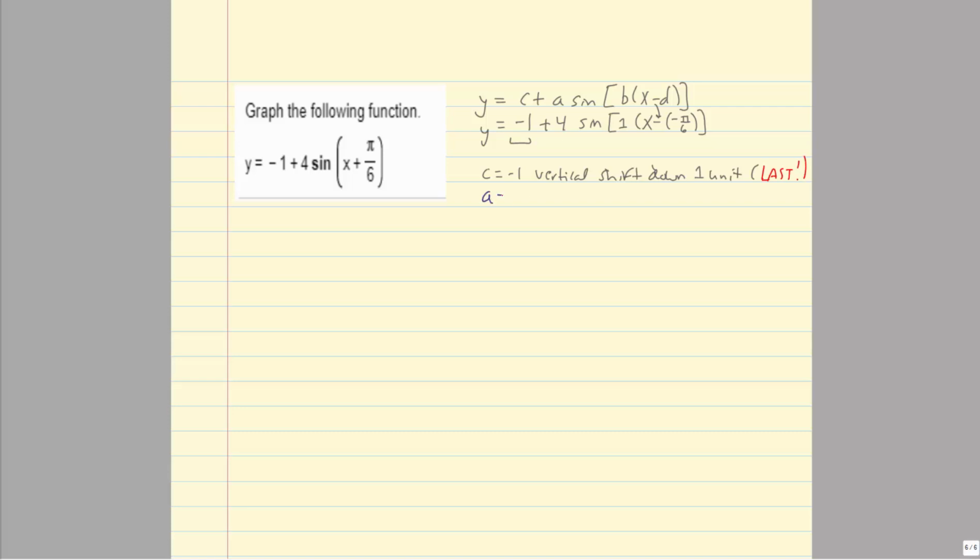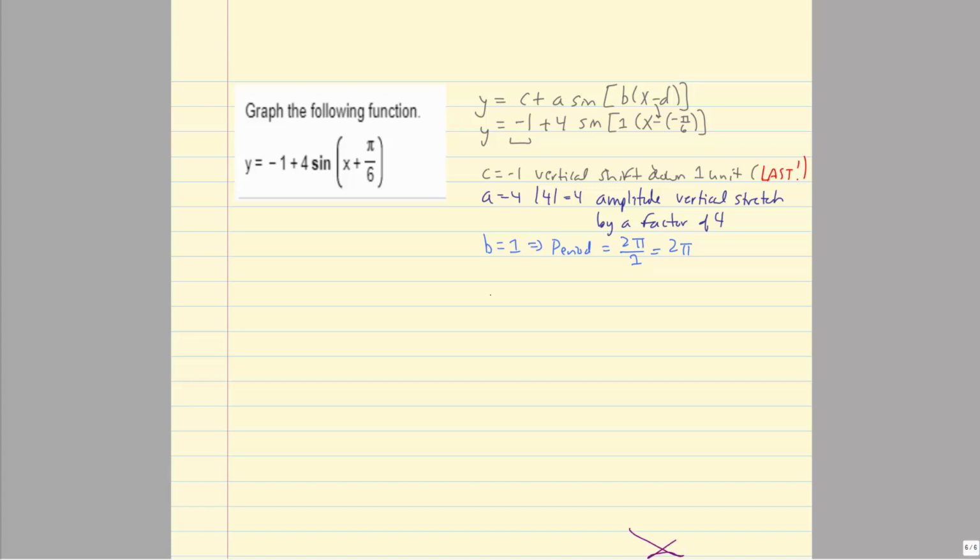The 4, the a equal 4, is the amplitude. So I look at the absolute value. This would be a vertical stretch by a factor of 4. Okay, now the b doesn't come into play here really, but I want to show you what it means. B is 1. What I would do is I'd take the old period and I would divide it by b, so there's no change there. So the period stays the same.